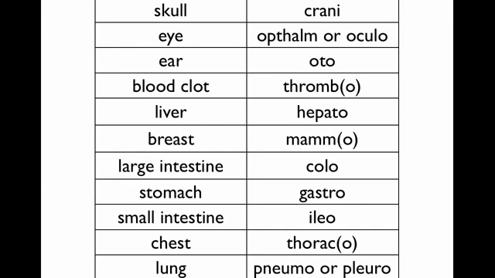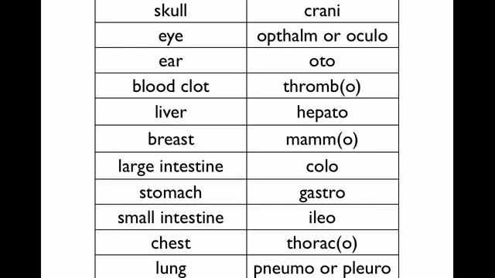That's fairly commonly used. Liver, you see hepato a lot. Liver cells are called hepatocytes. You may have heard of hepatitis, which is a disease of the liver. Breast, actually, you're going to see things like mammary glands. I'm sure you've heard of mammography.